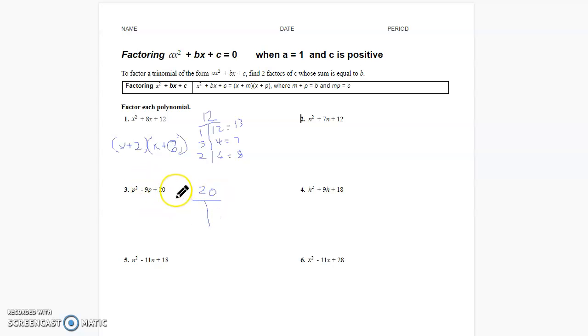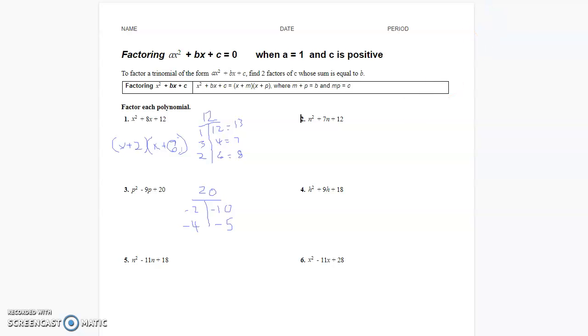So let's see. Negative 1 times negative 20? No. How about negative 2 times negative 10? Uh-oh, that adds up to negative 12. What are the other factors of 20? Hope you know them. Negative 4 times negative 5. Yeah, those. Negative 4 and negative 5. Those are the ones that add up to negative 9.